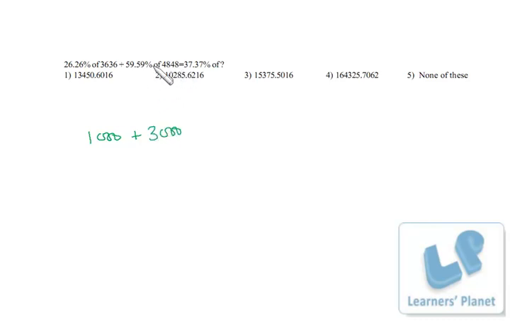But this calculation will be a bit less than 3,000, right? Because it is less than 60% and it is less than 5,000. So ultimately it will be a bit less than 3,000. But approximately 3,000 I am writing. So 3,000 plus 1,000, 4,000 is equal to 37% of X.